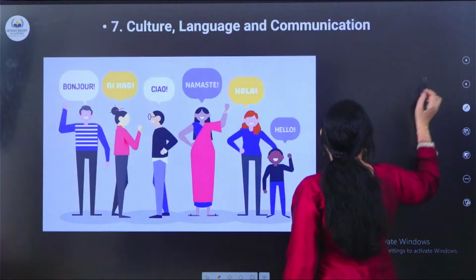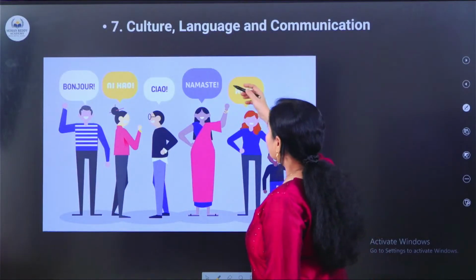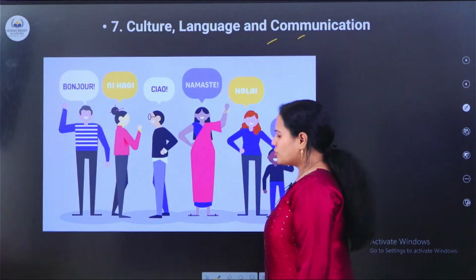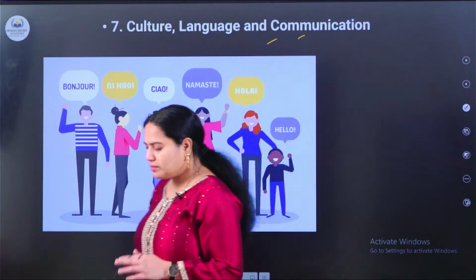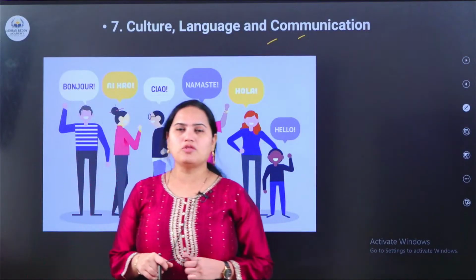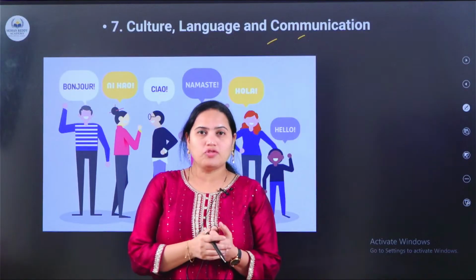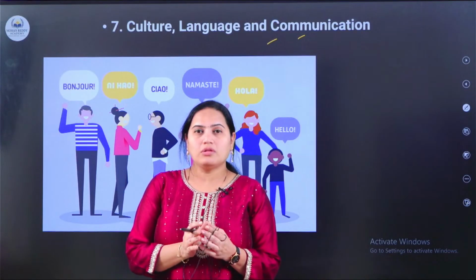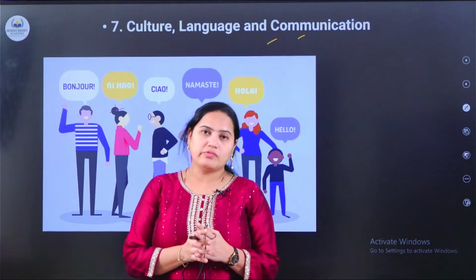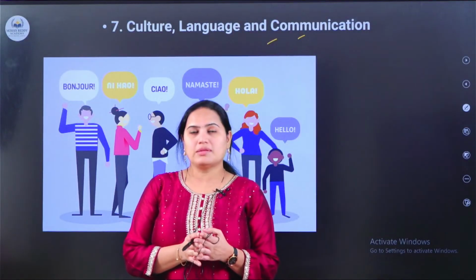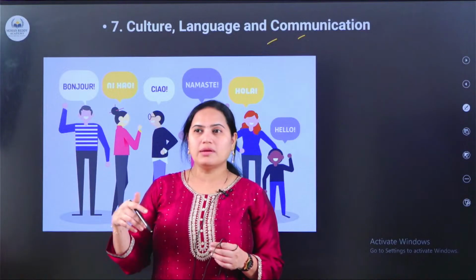Then moving on, chapter number 7 talks about culture, language and communication. We have already understood that there is one main sub branch in anthropology called linguistic anthropology. So in this topic we will understand what rules are present in the language, which part of the brain assists this language, and what the different types are.